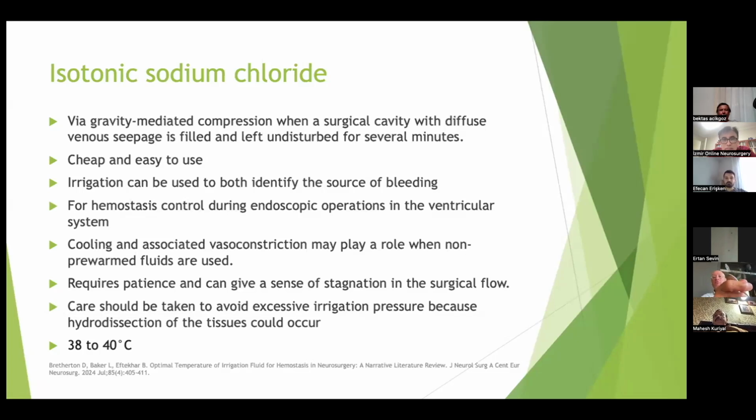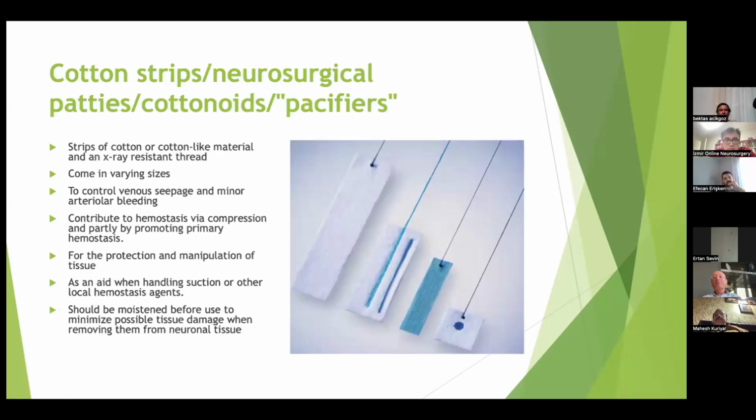Keep continuing, please. Okay. And the ideal temperature at which saline is used should be like the body temperature. Sometimes it can aid hemostasis if you are using it at 38 to 40 degrees Celsius, as per the latest paper published by Brotherton and Baker. Another method is direct application of neurosurgical patties. These are strips of cotton or cotton-like material with an X-ray resistant thread, and they come in varying sizes. They can be used to control venous seepage and minor arteriolar bleeding, and they contribute to hemostasis by compression.